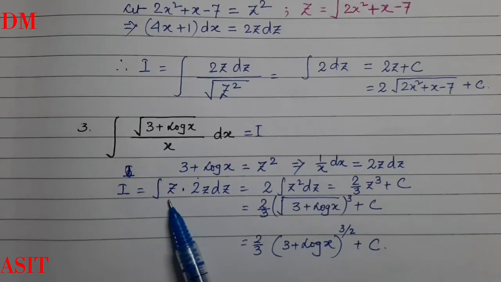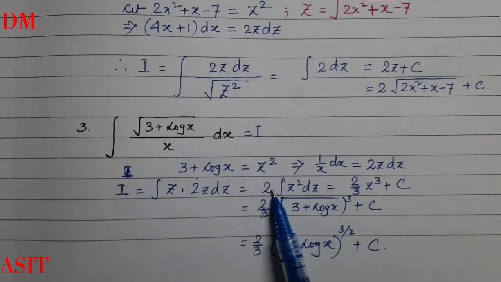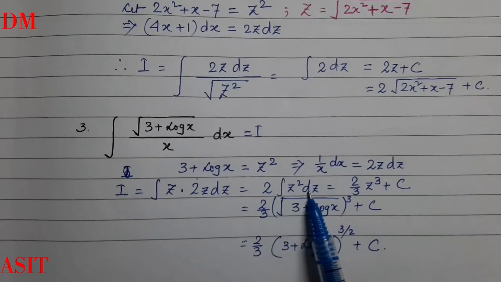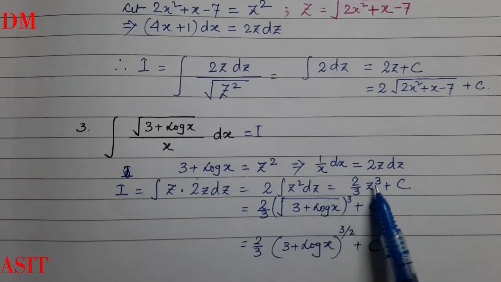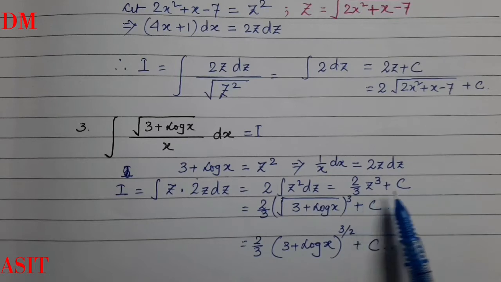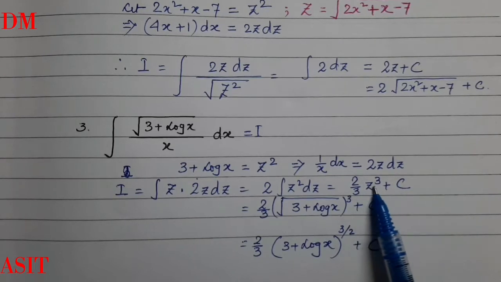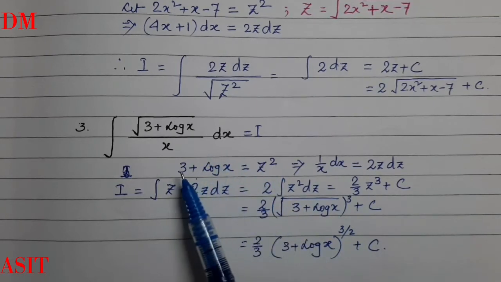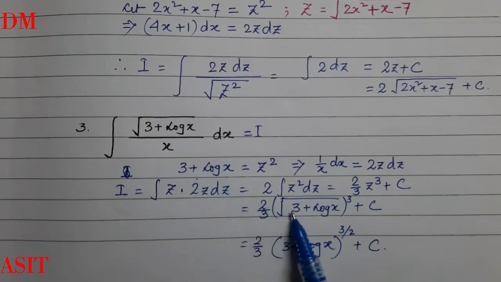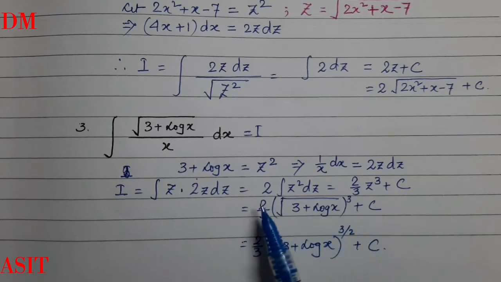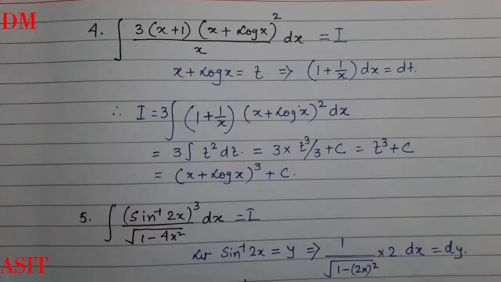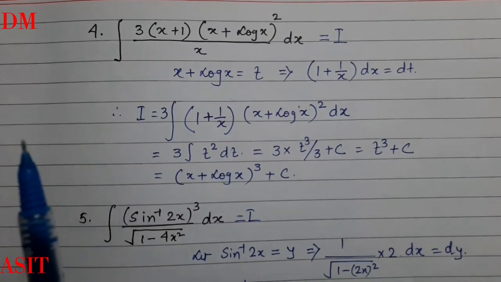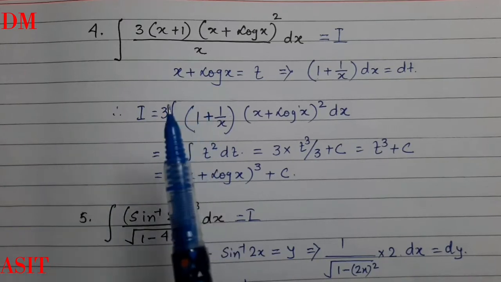Now root over z square is z, so this will become 2 into the integral of z square dz, where the 2 goes outside the integration. Which is 2 into z cube by 3 plus c. Now again I have to replace this value. The value of z is root over 3 plus log x. So it will be 2 by 3 into root over 3 plus log x whole cube plus c. So integration by substitution is nothing but you have to understand which function is the differentiation of what function.